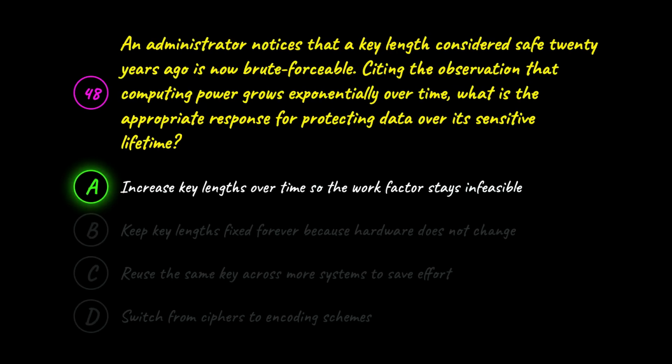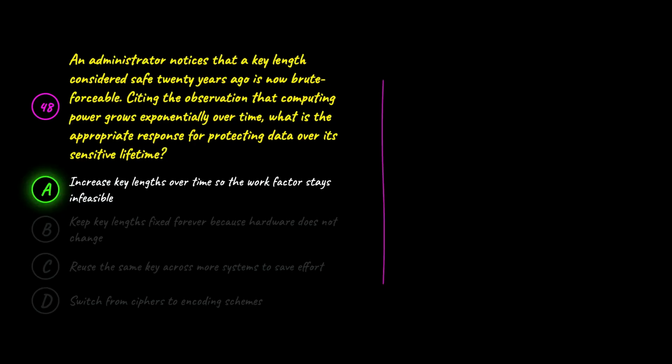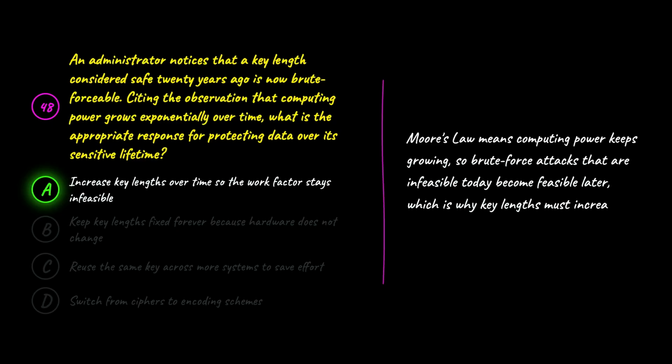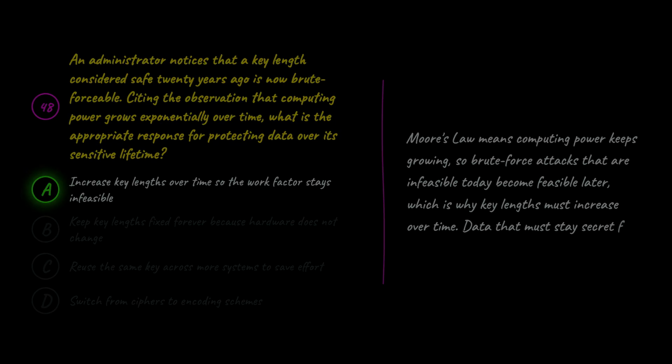The correct answer is A. Increase key lengths over time so the work factor stays infeasible. A is correct because Moore's law means computing power keeps growing. So brute force attacks that are infeasible today become feasible later, which is why key lengths must increase over time. Data that must stay secret for years requires parameters strong enough to resist future, not just present, computing power.